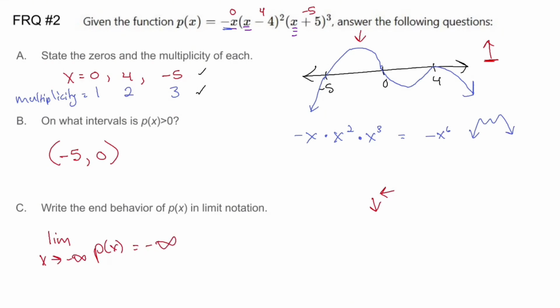As my graph goes to the left, it goes down. Similarly, as my graph goes to the right, it also goes down. So we would say the limit as x approaches positive infinity of p of x is also negative infinity. Okay, so that's free response question number 2, all about polynomials, baby.